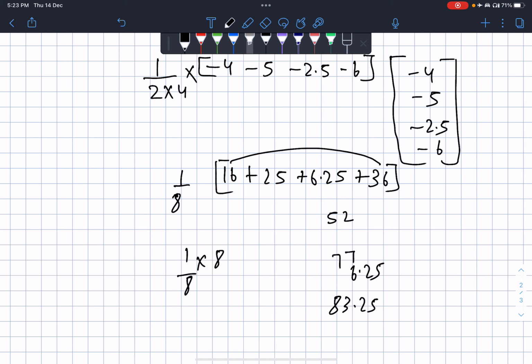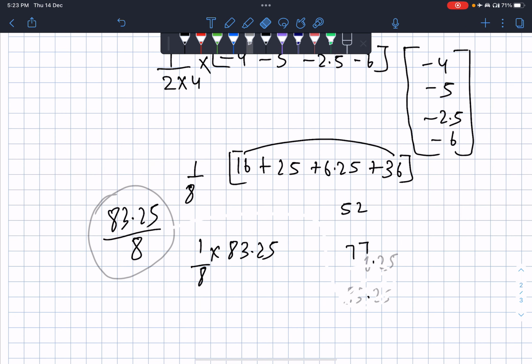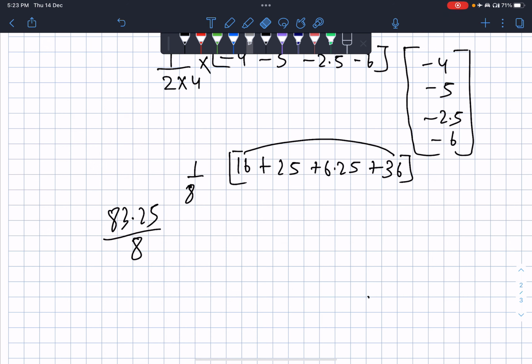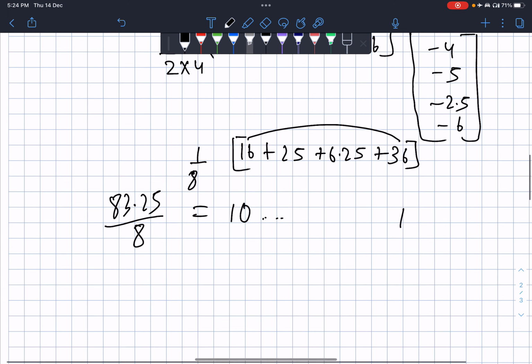Then it is 1 by 8 times 83.25, which is 83.25 by 8. I'm not going to calculate it right now. After calculating, we'll end up with some number, which is our cost function. It will be around 10 point something, because 83 is beyond 80. And 10 is very high for our cost function, very high for this value.